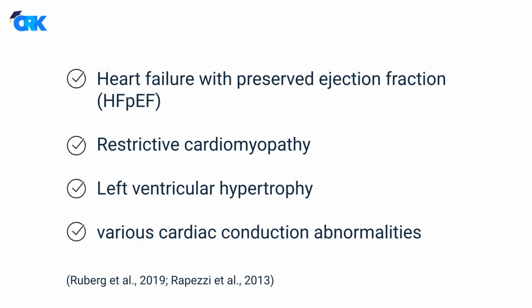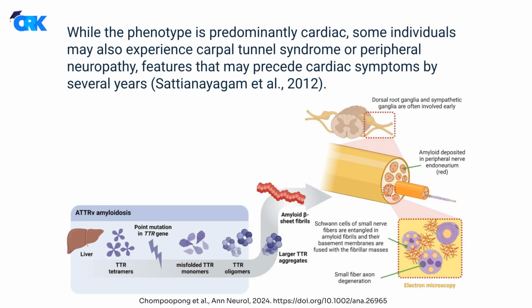Clinically, it tends to manifest later in life, typically after the age of 65, and is characterized by heart failure with preserved ejection fraction, or HFpEF, restrictive cardiomyopathy, left ventricular hypertrophy, and various cardiac conduction abnormalities. While the phenotype is predominantly cardiac, some individuals may also experience carpal tunnel syndrome or peripheral neuropathy, features that may precede cardiac symptoms by several years.